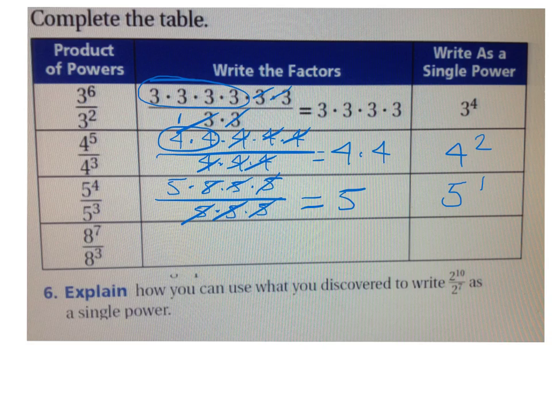Alright, now you're going to go ahead and finish out 8 to the 7th divided by 8 cubed. And then you're going to be really observant. What is the same about the problems? What's different about them? When we write them as a single power, where are we getting those numbers from? Hopefully you can figure out what the rule is when we're dividing with powers. And you're going to explain for me in words, using sentences and great math vocabulary, how to use what you've discovered to write 2 to the 10th divided by 2 to the 7th as a single power.